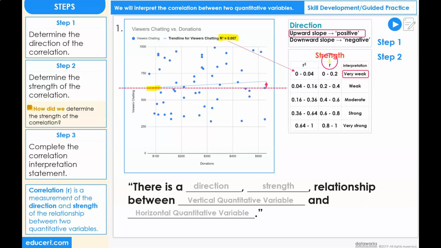And just to confirm that this was correct, I computed the approximate correlation R value, and it was 0.08. And that is in this range of 0 and 0.2.